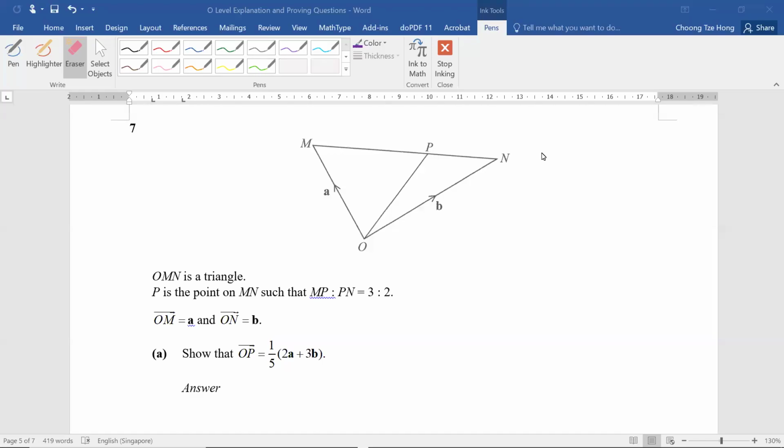Hi students, in this video I'll be going through the 2023 O-Level Mathematics Paper 1 question 27. So this is a question regarding vectors.